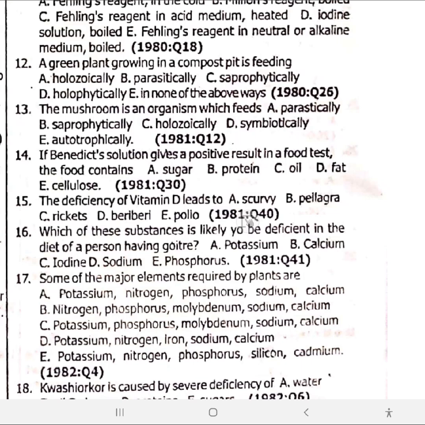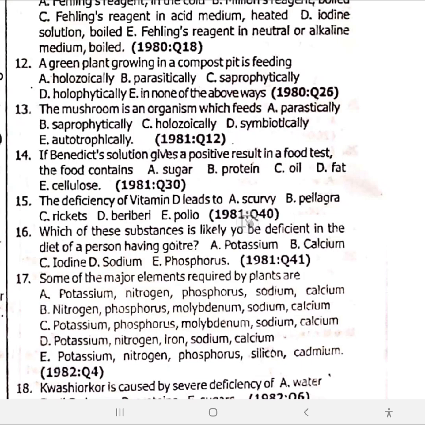Diarrhea is spelled diarrhea. Deficiency of vitamin B12 leads to pernicious anemia. Next, deficiency of folic acid leads to anemia, especially in pregnant women. Next, deficiency of vitamin C leads to scurvy.